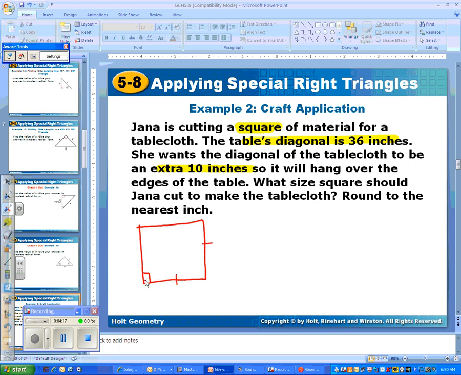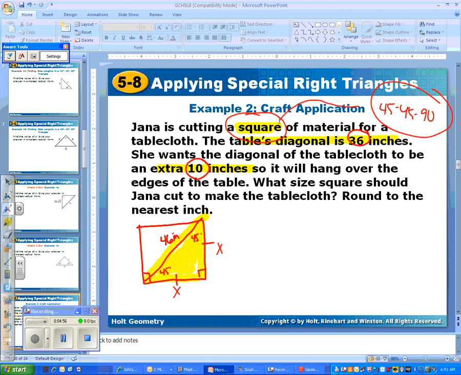And she knows that the diagonal of the table is 36, and she wants it to be an extra 10 inches long, so the diagonal should be 46 inches. Well, what kind of special right triangle did we just make right here? Oh my gosh, we made a 45, 45, 90 triangle. Sweet, because these two sides are the same. So this angle will be 45 and this angle will be 45. And we know that these two sides are going to be the same, so this will be x and this will be x. So whenever you see the word square, you're going to associate that with a 45, 45, 90 triangle.